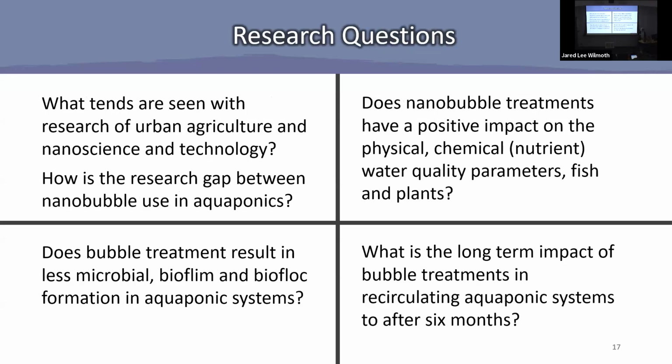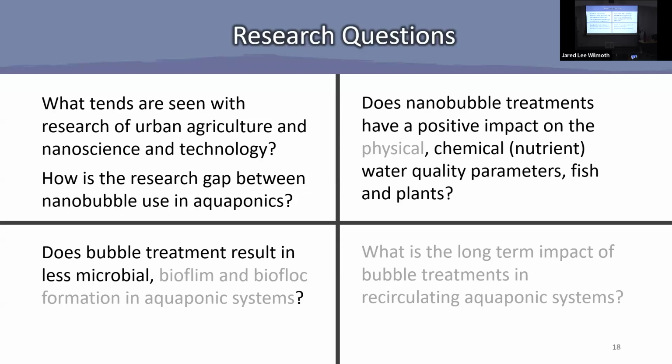With that, it leads me to my research questions. I'm asking what trends are seen in the research of urban agriculture and nanoscience and technology, and what is the research gap between the two fields? Do nanobubble treatments have a positive impact on physical and chemical, by which I mean the nutrients, water quality parameters, fish and plants? Does bubble treatment result in less microbial, biofilm, and biofloc formation in aquaponic systems? And finally, what is the long-term impact of bubble treatments in recirculating aquaponic systems after 6 months? Again, I'm only going to focus on what's in the black text for today's presentation.